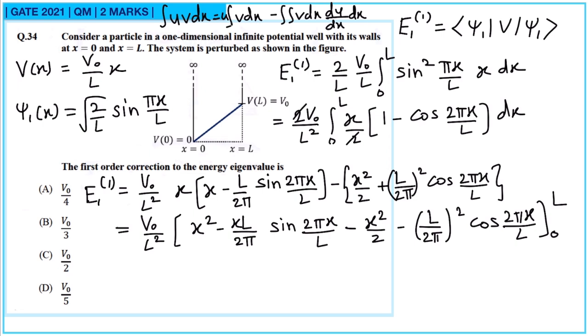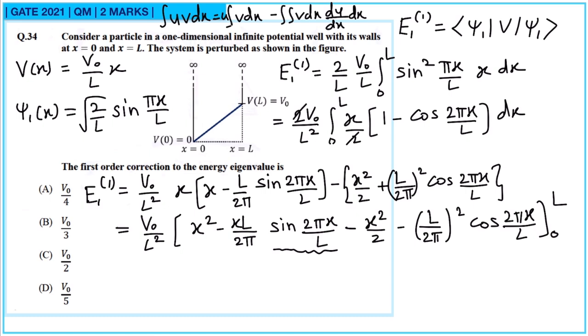Now focus on this term. If we put here x is equal to L, then this will be sine 2 pi, which is 0, and if we put x is equal to 0, then also this term is 0. So this second term is going to be 0 anyway. Now for the last term, if we put x is equal to L, then this will be cos 2 pi, which is 1, and if we put x is equal to 0, then cos 0, which is also 1.